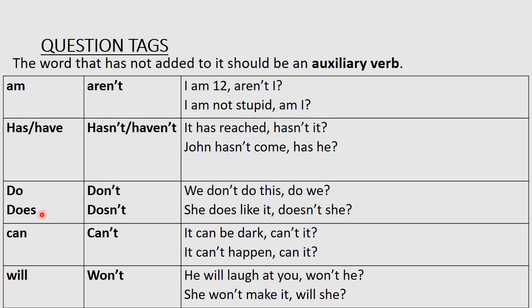Okay, let's take a look at more examples. Do changes to don't. Does changes to doesn't. We don't do this. So this is negative. It has don't, so we remove the not. It becomes do we. She does like it, doesn't she? So this is positive. It changes to negative.